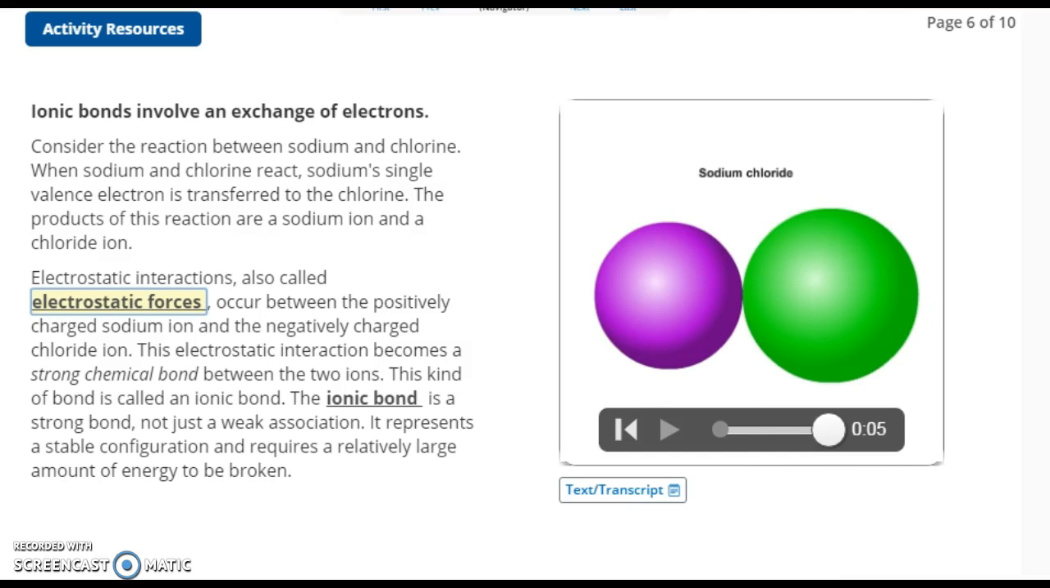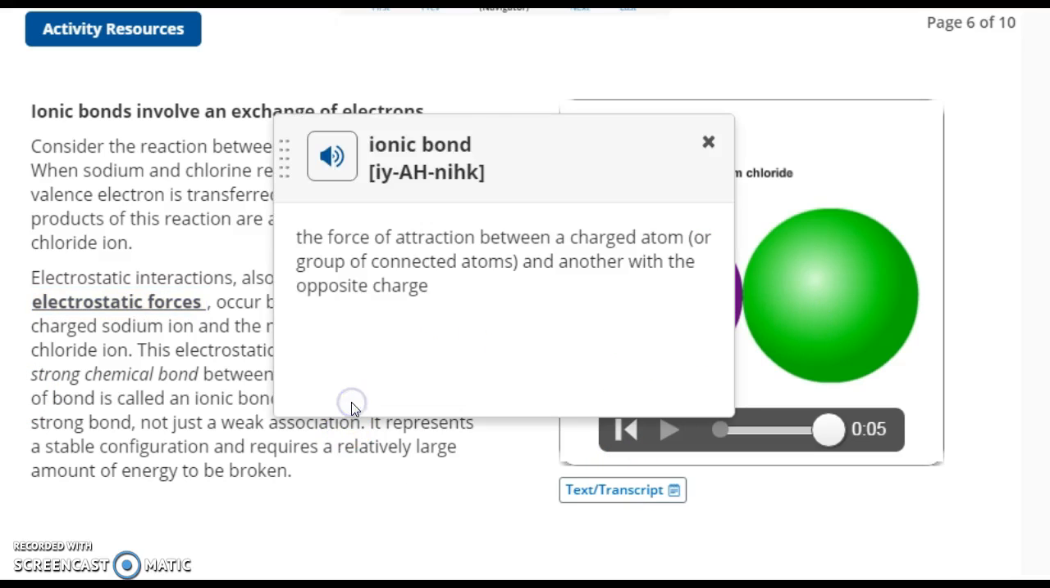The electrostatic interaction becomes a strong chemical bond between the 2 ions. This kind of bond is called an ionic bond. The ionic bond is a strong bond, not just a weak association. So in other words, it's not kind of by each other. They are super strongly attached to each other.